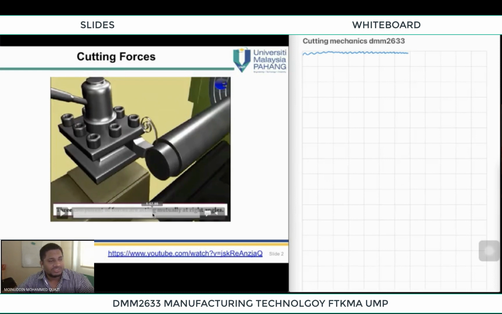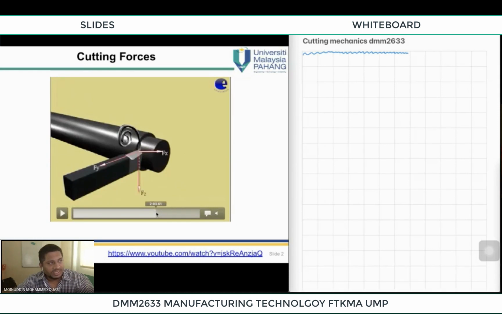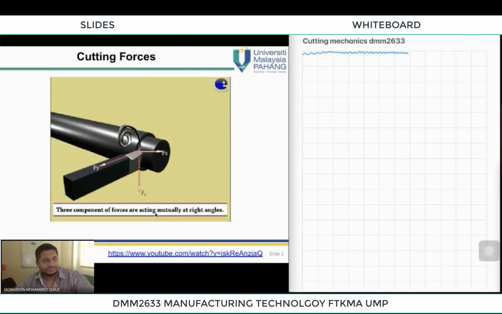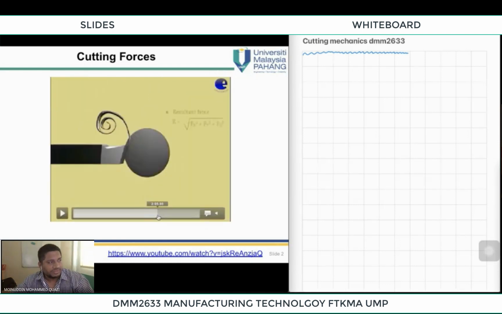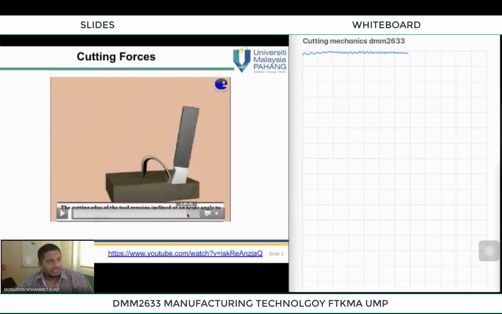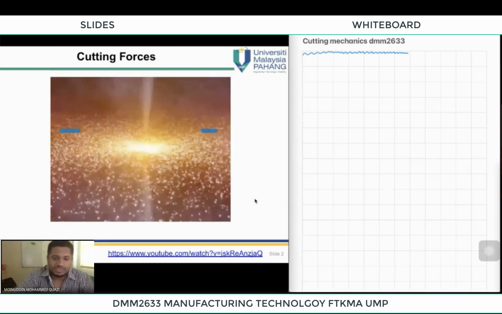This is a turning operation. And in a turning operation, as you can see, the chips are turning. And due to this production of chips, cutting force is generated. Okay. So there are three forces which are generated, one in the x direction, one in the y direction, and one in the z direction. And the resultant is the square root of the sum of squares of these forces. So let's take a look in detail about these things in our slides.